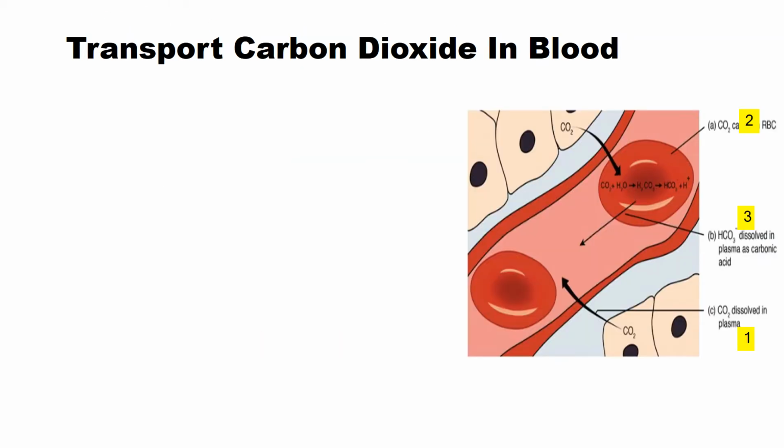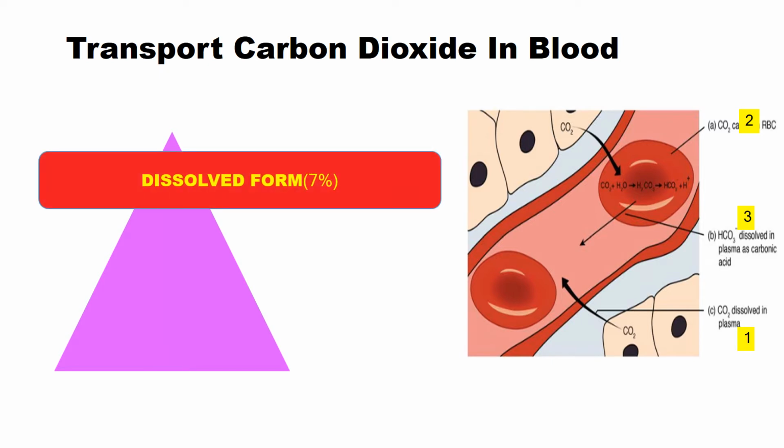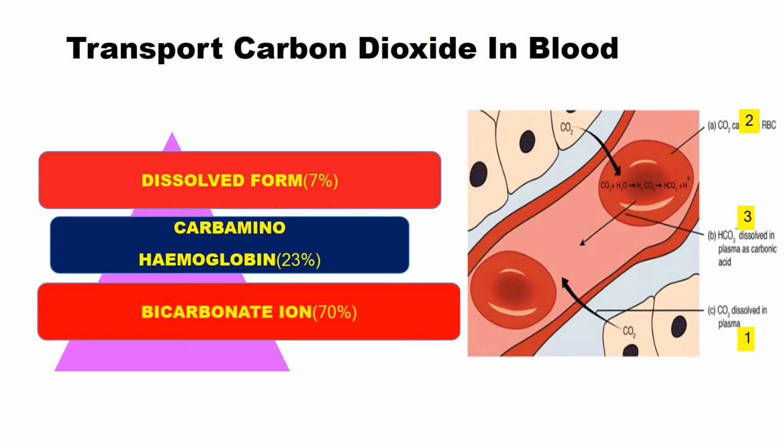Once the carbon dioxide reaches the blood, it is transported in three forms. The first form is the dissolved form, which comprises a small portion of carbon dioxide in the dissolved state, and it is carried in this form to the lung. The second form exists in chemical combination with hemoglobin in the form of carbaminohemoglobin, and the third, or the major, form of transport of carbon dioxide is in the form of bicarbonate ion.